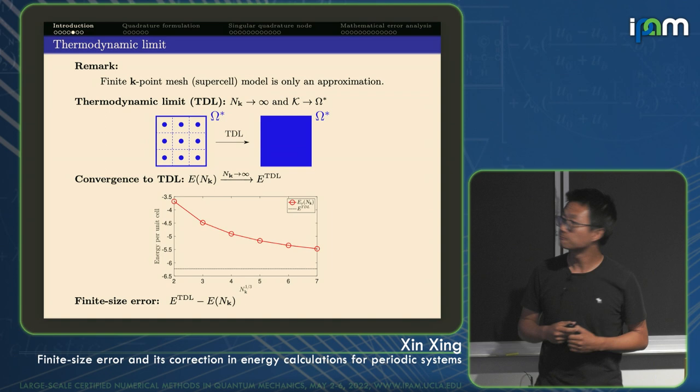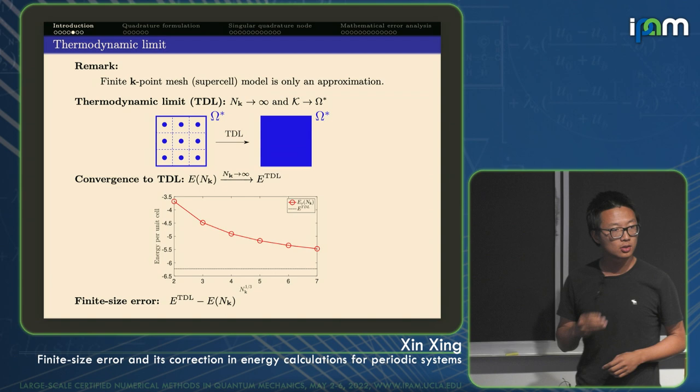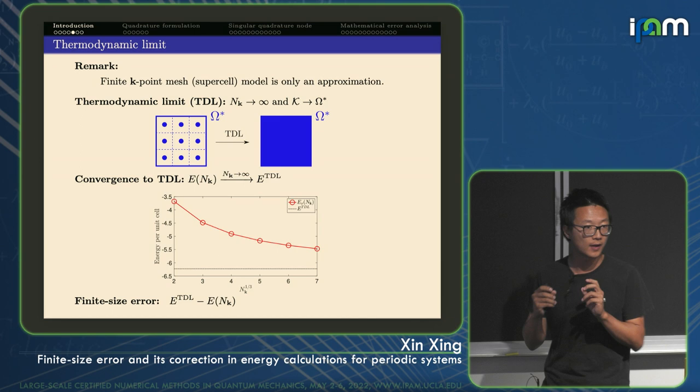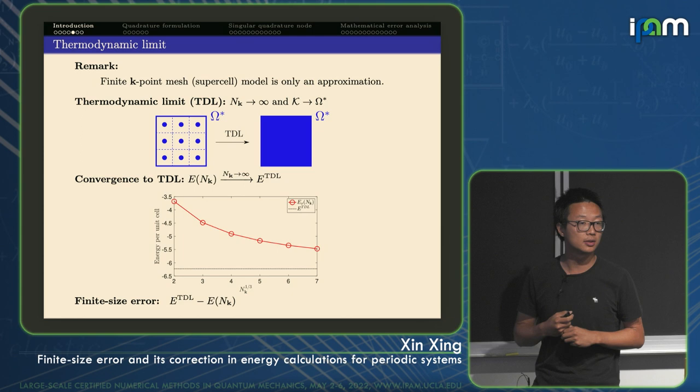And as a result of this fact that this model Hamiltonian is always an approximation, all your calculations based on this model Hamiltonian are also only approximations and will converge to the corresponding exact values that you actually want to compute only when you take the thermodynamic limit.